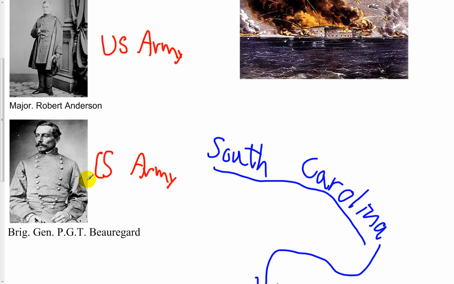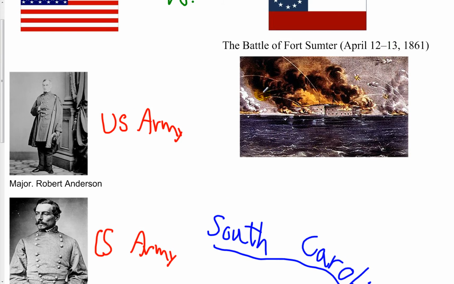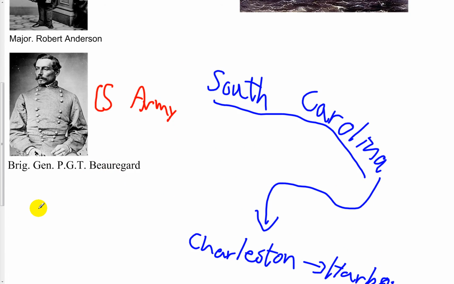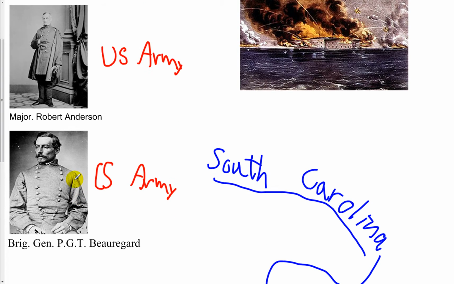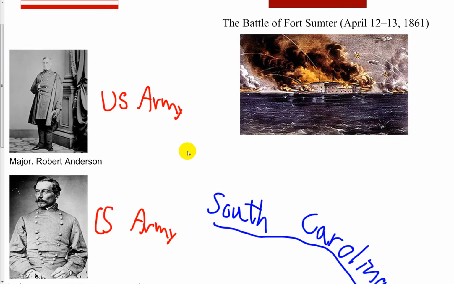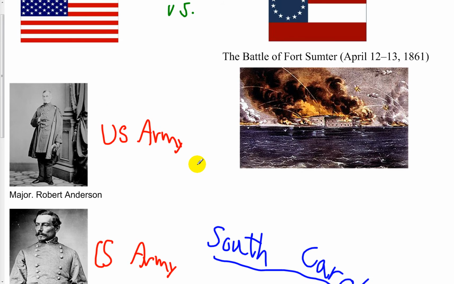The general that led the attack for the Confederate forces was Brigadier General P.G.T. Beauregard, and he had batteries in Charleston Harbor. They thought the fort was the property of the CS government, a part of the Confederate States of America. It belonged to the Confederate States of America, that fortress there. So they started bombarding.